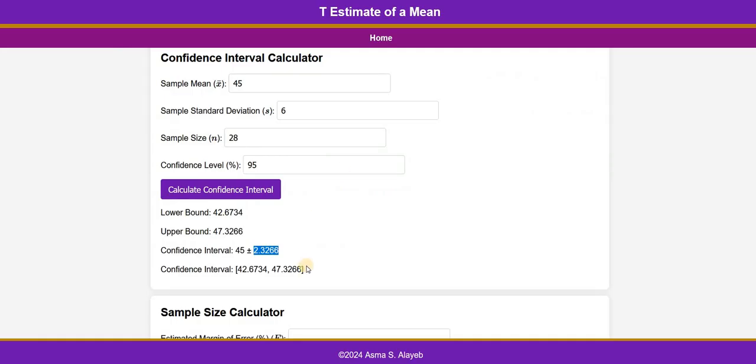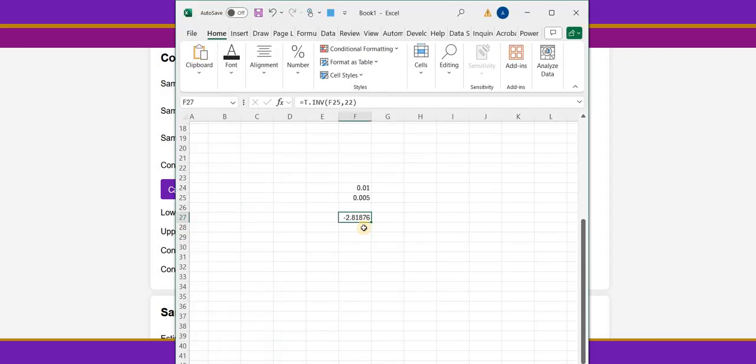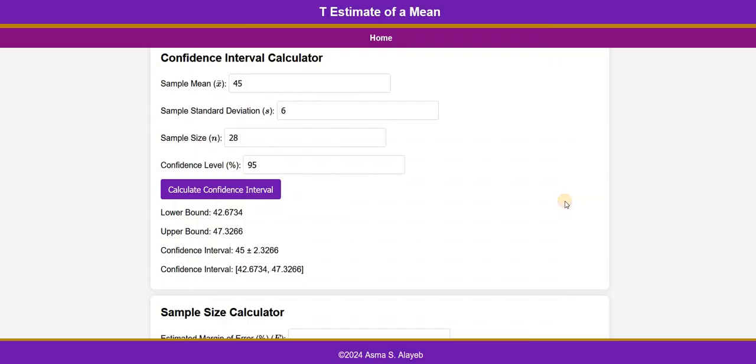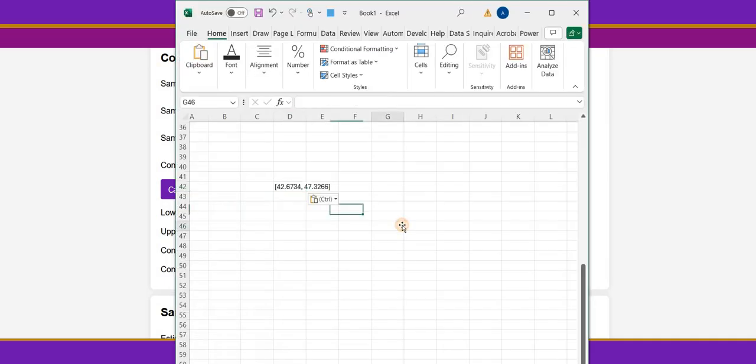Also, another way to figure that out, if you don't have this notation and you just end up with the upper bound and the lower bound, you're going to subtract the lower bound from the upper bound. So I'm going to go to an Excel sheet. I'll paste it here so you have access to it.